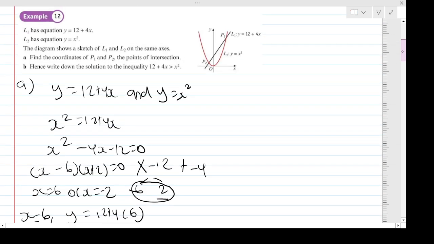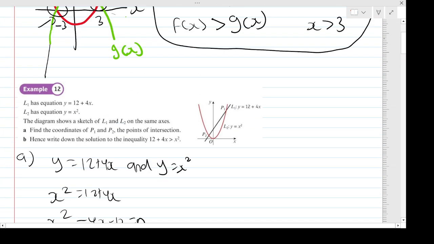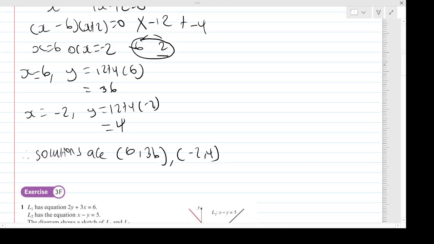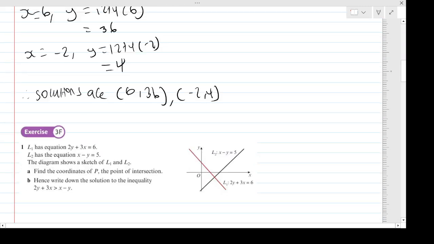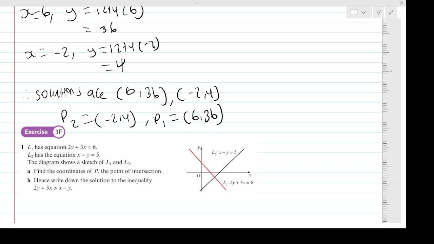Okay, but that's the two coordinates, but it's told us to give the coordinates of P1 and P2. So what we then need to do finally is work out which of these is P1 and which is P2, and that's where we can look at the graph. P2, hopefully you can see, has a negative x coordinate. It's on the negative x-axis. So P2 is going to be the coordinate minus 2, 4, and P1 is going to be the other one, 6, 36. And there we are. So that's the coordinates of those 2 points.